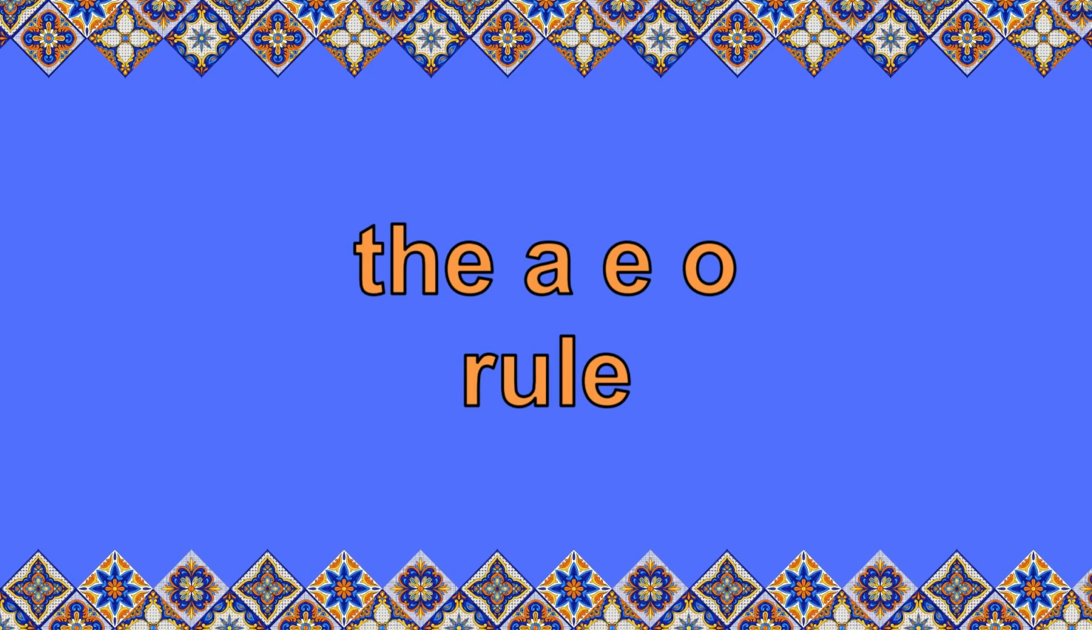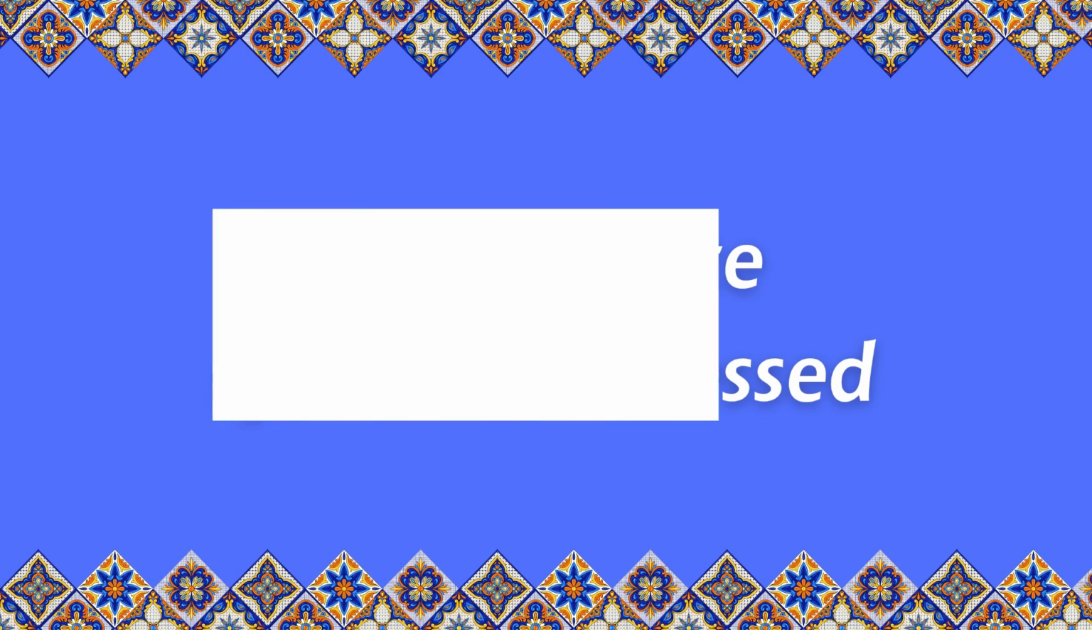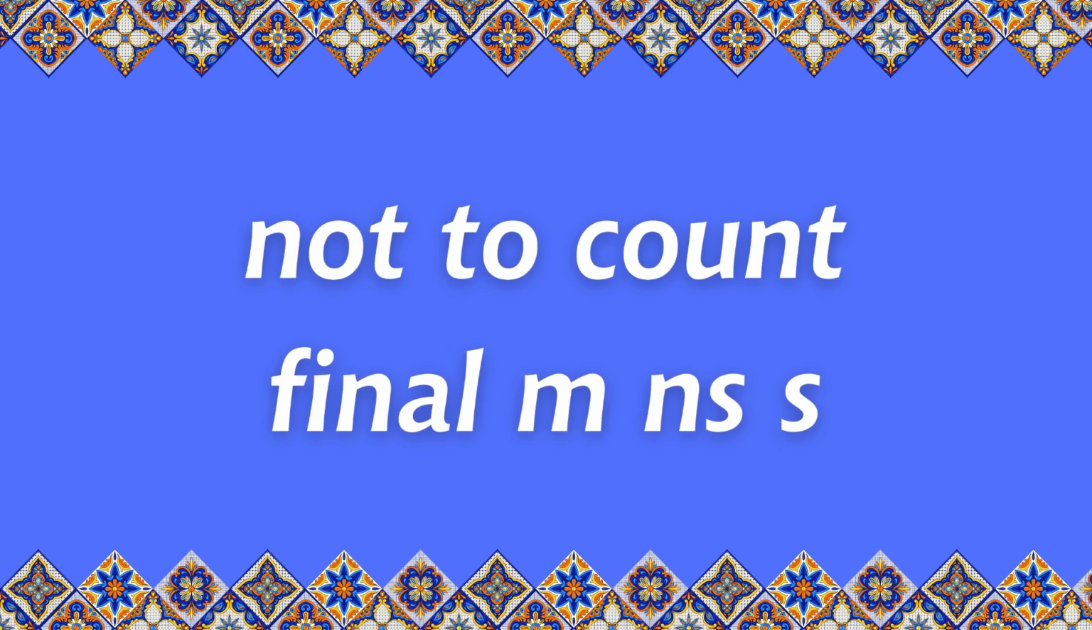This one I've been calling the AEO rule. And it goes like this. If a word ends in A, E, or O, the stress of the word falls on the penultimate syllable, that is, the syllable before last. It's important to remember to not count any final M's, N's and S's when applying this rule.